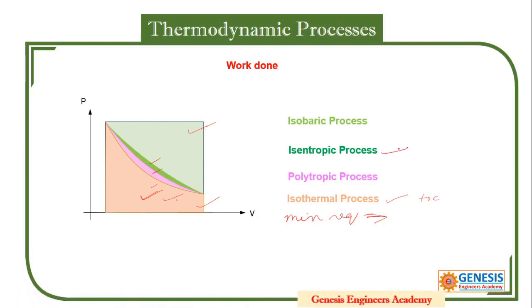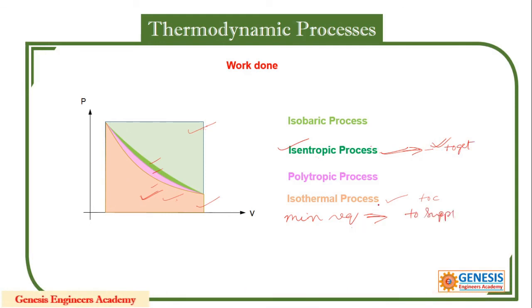We primarily use the isentropic process in the diesel engine, the petrol engine, petrol cycle, diesel cycle, gas turbine cycle, and other cycles. This process is used to get work done by the system. To supply work, we go for the minimum work process. Got my point? So this is the most useful one.